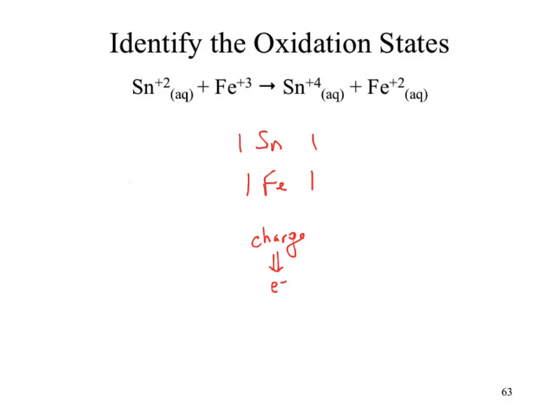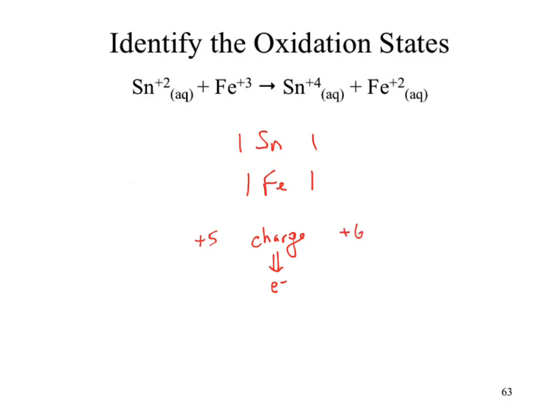Our electrons. Okay? So when we move to the left-hand side of the equation, what is the charge? Tin as a +2 is a +2 charge. Iron as a +3 is a +3 charge. So what is the overall charge on the reactant side of the equation? +5. What is the overall charge on the product side of the equation? A +6. Does the charge balance?